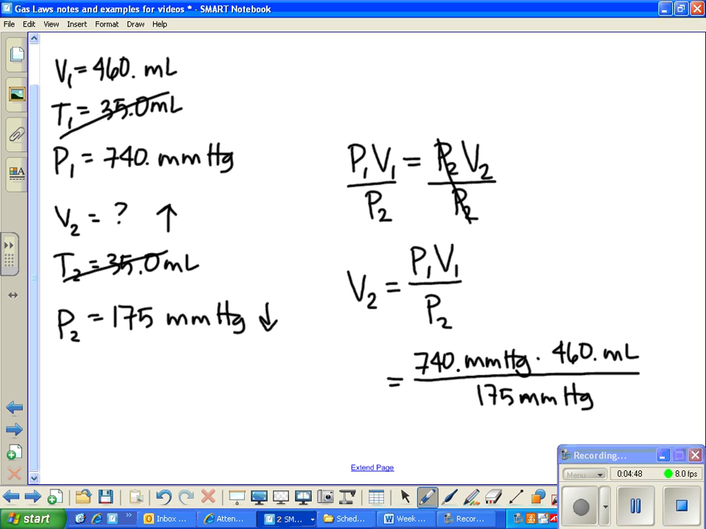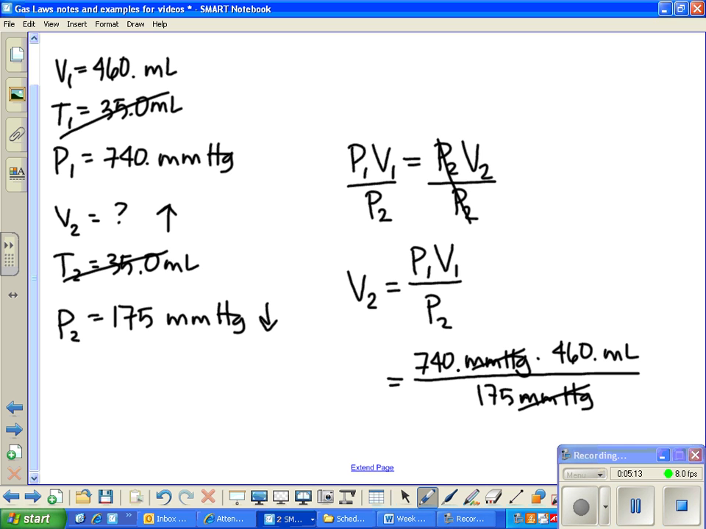Now, units. Make sure you're writing your units in your problem. So this is another way to check your answer. Millimeters of mercury will divide out. You're left with milliliters, which is what you want for a volume. In the ideal gas law, in order to use that, the volume had to be in liters. For these, it does not have to be in liters. You can leave it in milliliters. It can be in liters. You just have to make sure your two volumes have the same units.